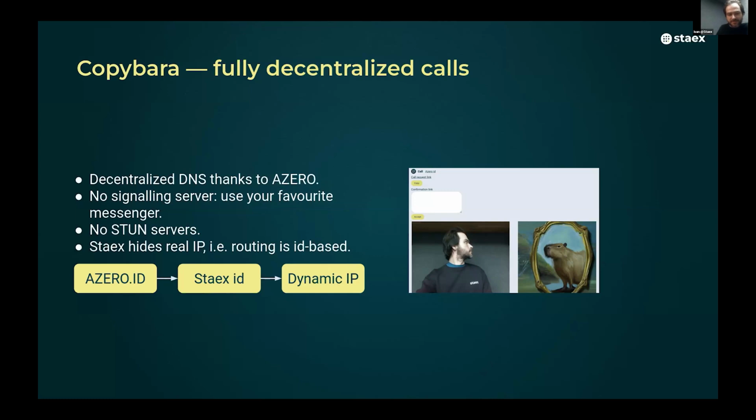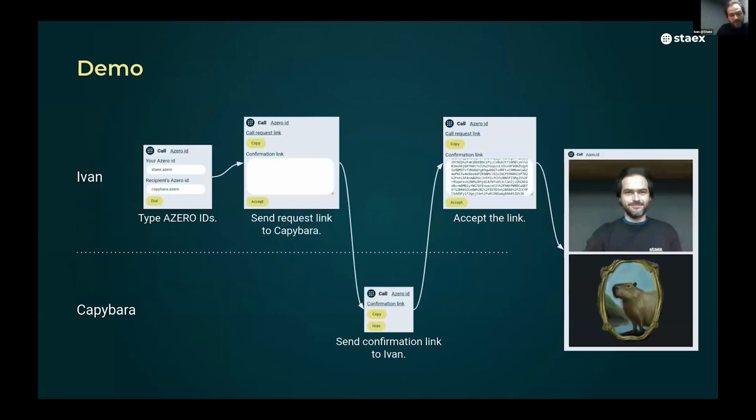So we do not need Google servers to run this. And we also, by design, hide real IPs because we use public keys as the addresses, and these public keys for the actual routing are resolved into dynamic IPs which are temporary. So it doesn't mean anything in this initial handshake to see this dynamic IP. And the workflow is as follows.